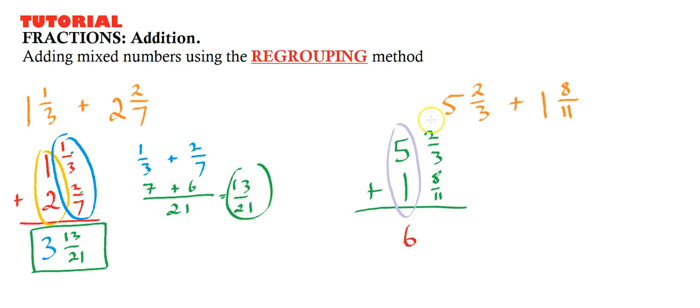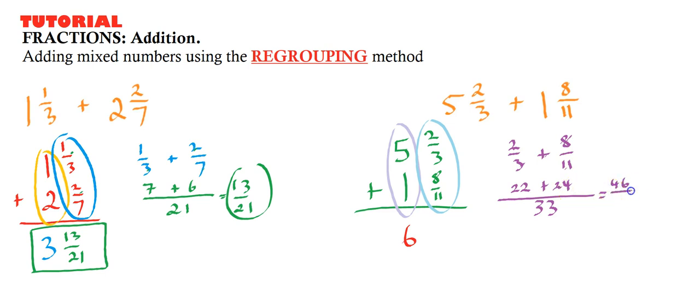Now we're going to regroup with these and actually turn it into an equation. So 2/3 plus 8/11, and let's try and solve this. I can see straight away 33 is going to be the denominator. So 11 times 2 is 22. 3 times 8 is 24. So we end up with 46 over 33.